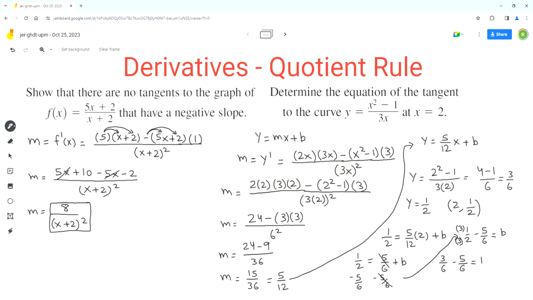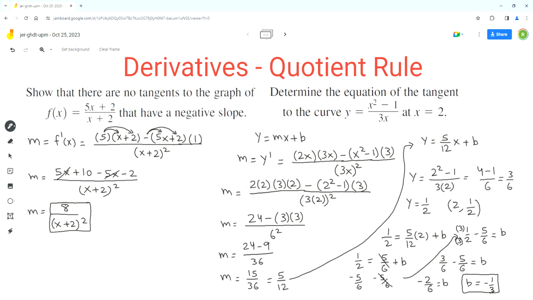And now we can subtract these fractions. So 3 minus 5 is negative 2. So negative 2 over 6 equals b. And this can be reduced to just negative 1 over 3. So this is the y-intercept of the tangent line.